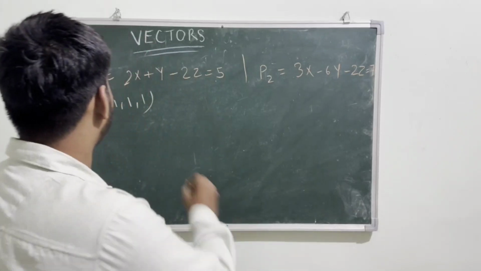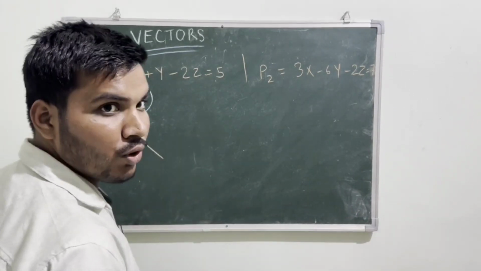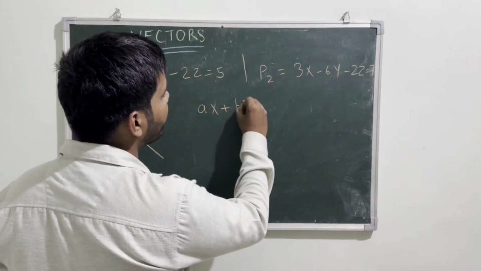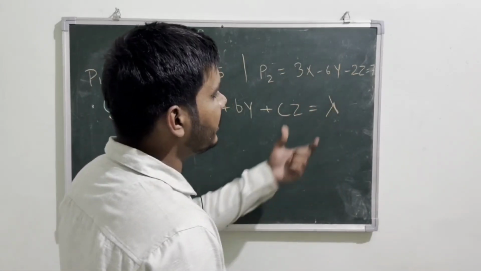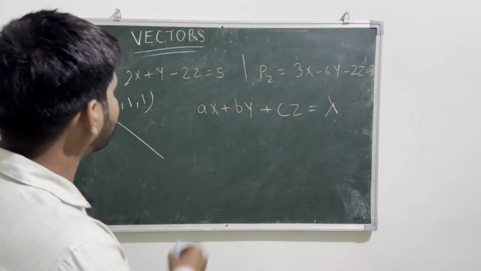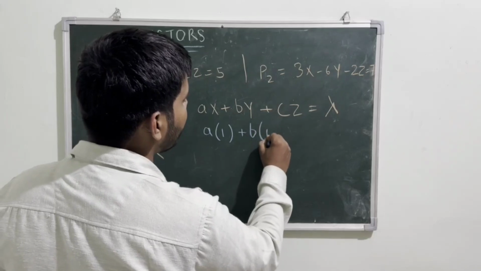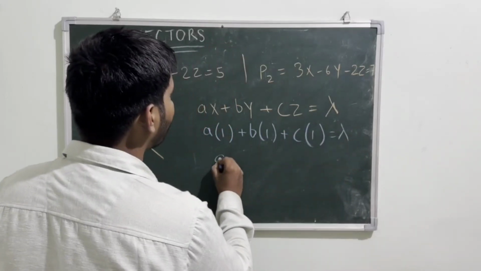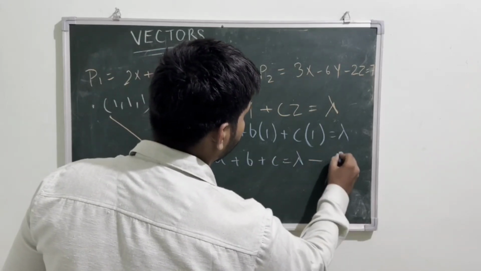So students, since this plane is passing through 1, 1, 1, first of all we have to find the plane. We know the general equation for the plane is ax plus by plus cz is equal to lambda. What is lambda? Lambda is an intercept, or we can say a constant. And we have to put the values of x, y and z: x is 1, y is 1, and z is 1. So this is the equation of the plane passing through point 1, 1, 1. This is the first equation.